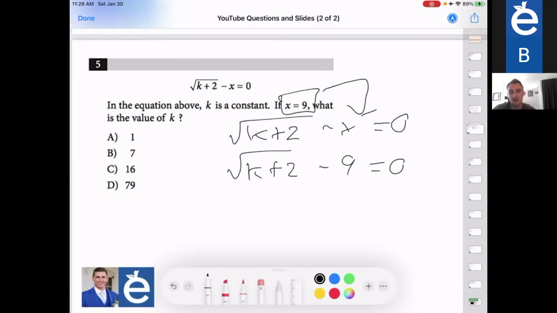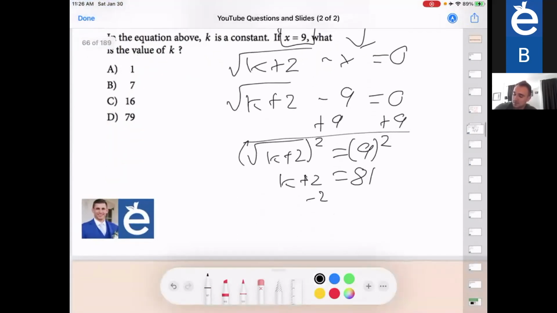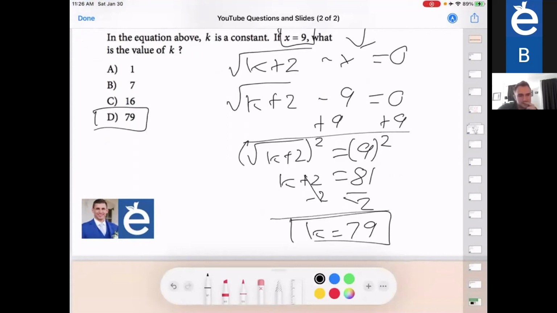Let's undo that square root, undo that radical. We're probably going to want to square it, but let's not get 9 involved. So let's add 9 over. We get the square root of k plus 2 is equal to 9. Squaring undoes the radical. We get k plus 2 is equal to 9 squared, which is 81. Subtract 2, subtract 2. K is equal to 79. That is answer D. All right.